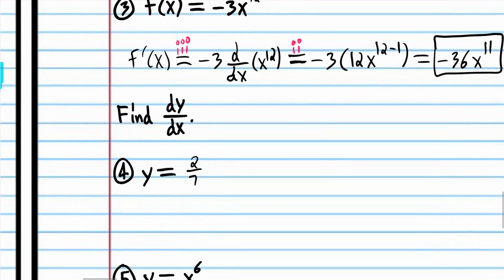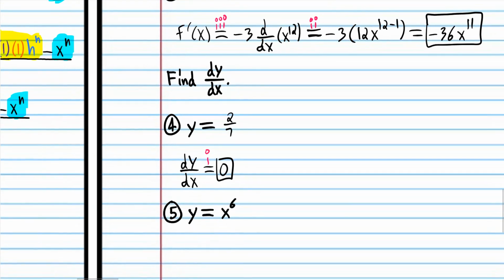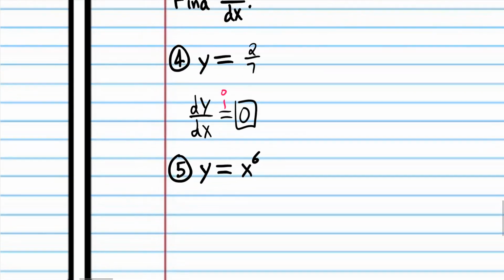So now we're going to use a different type of notation, but we're just doing the same thing. We're using different notation because now our function is named y. That's the y represents the output of the function. So now we're looking for dy over dx, and that's just 0, because 2/7 is just a constant. So we used differentiation formula number 1. These could also be called derivative formulas.